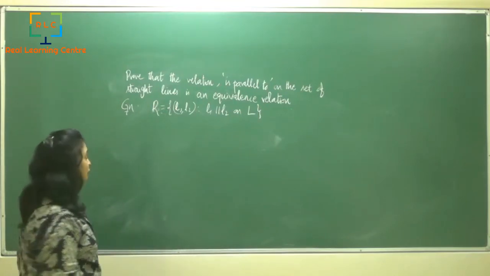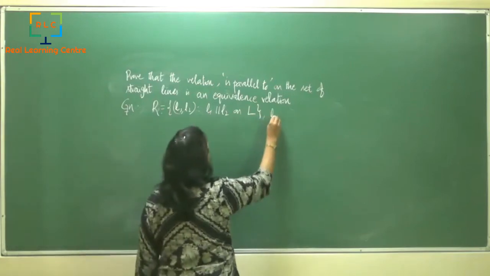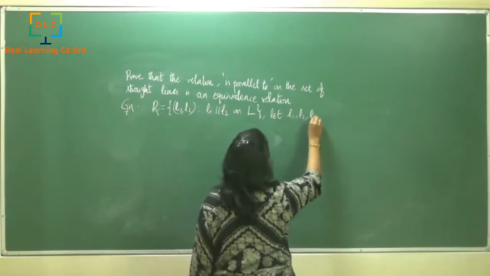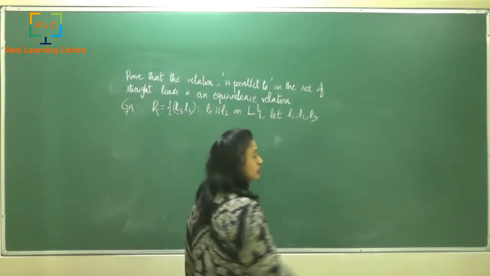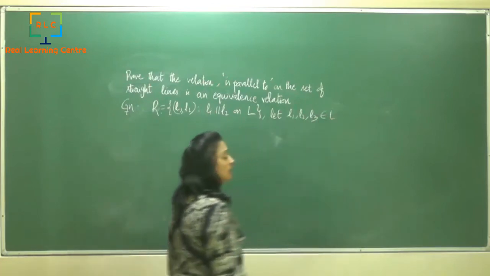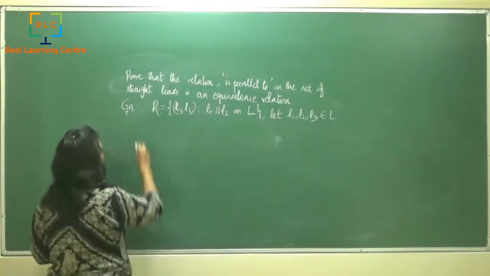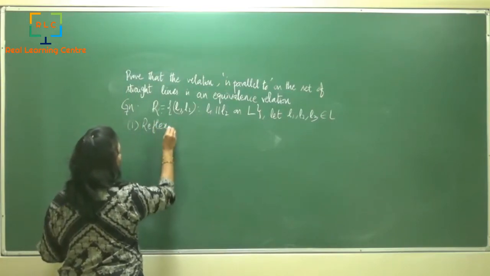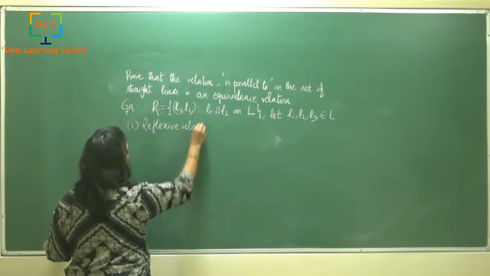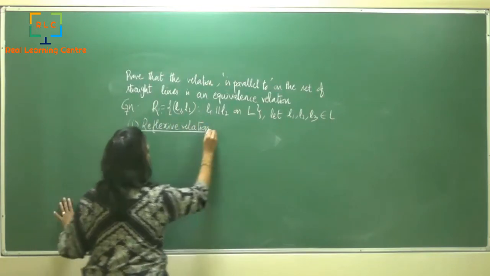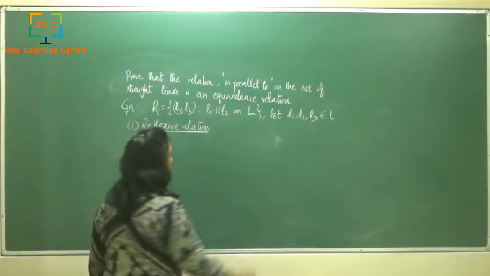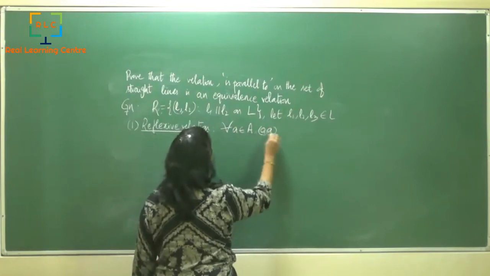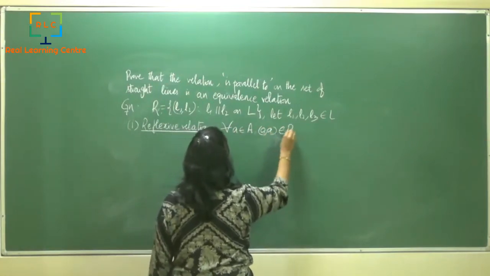I have L1, so I'll declare: let L1, L2, L3 belong to L, because I want a minimum of 3 lines for me to prove all 3 properties, 3 relations. And I'll go for the first relation. We'll write the property every time. The first one, reflexive relation. The property: for all a belonging to the set A, (a, a) should belong to the relation.